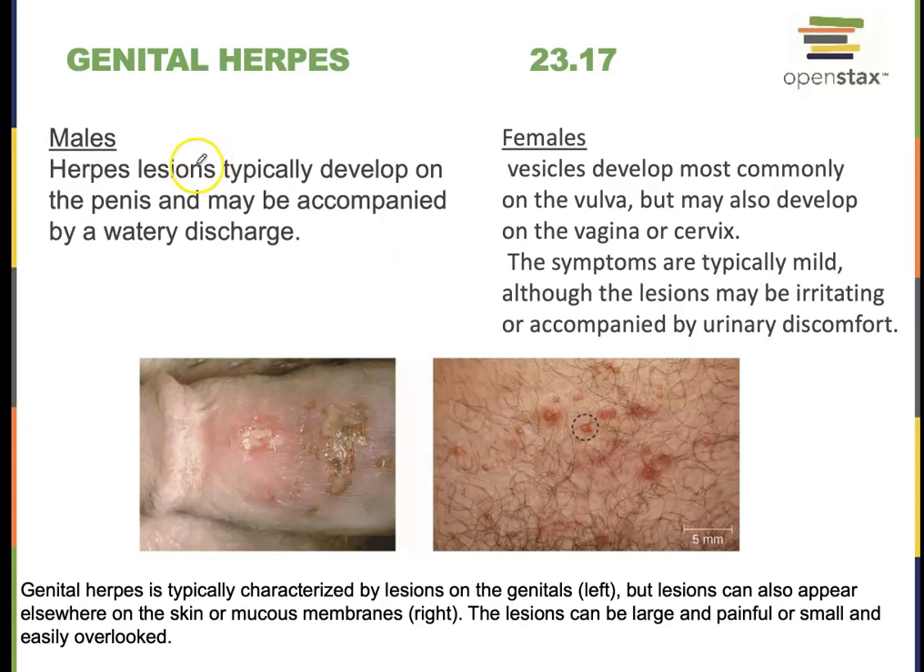So here's a look at male herpes lesions, which typically develop on the penis with a watery discharge, as we can see. And for females, it's on the vulva. But that's the outer part of the female anatomy that you can see with your eyes, but they can also develop inside the vagina and in the cervix, which is invisible to the eye because you need to basically look inside. The symptoms are usually mild, but they can be very irritating, and it can be accompanied by urinary distress or discomfort. So this is what the herpes lesions look like on the skin.